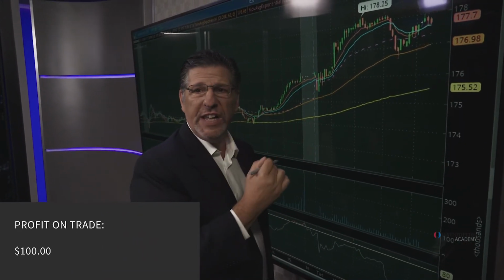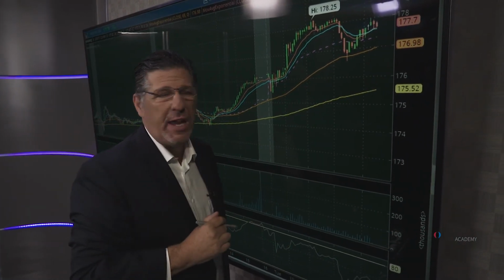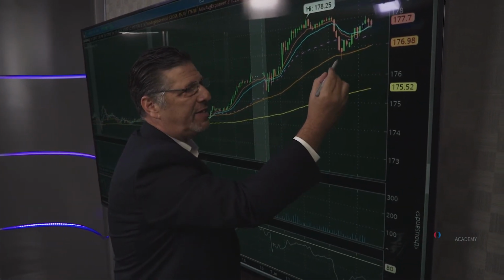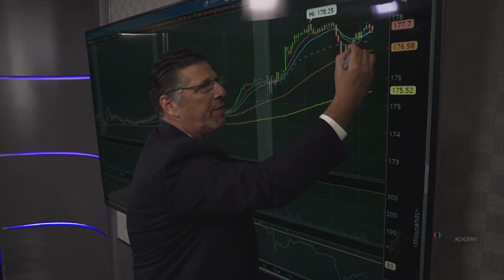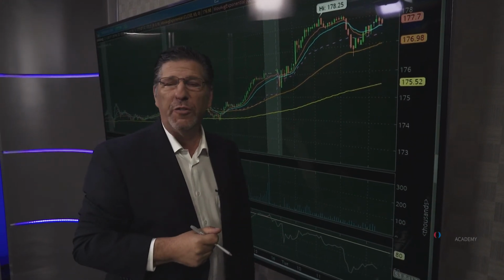Again, regular moving average trade. Hits our 65 EMA. Buy, stop order, profit target. And that is a perfect example of a regular moving average trade. Well, let's move on to our next trade.